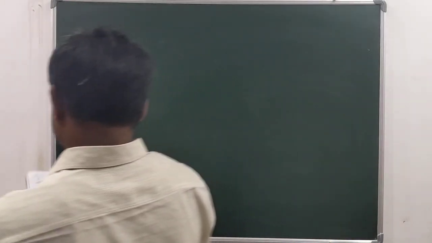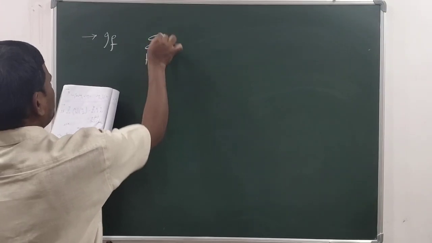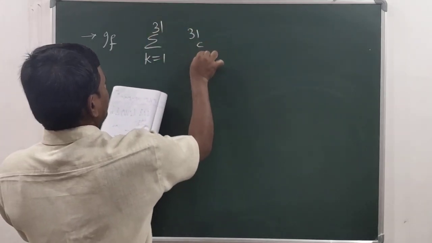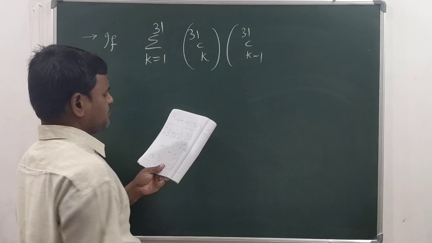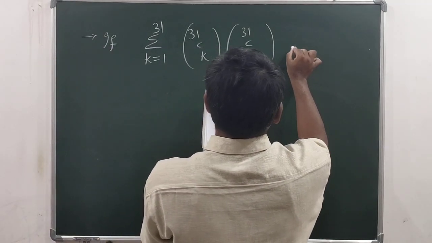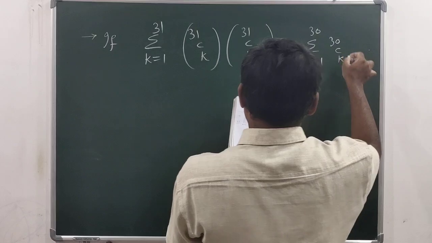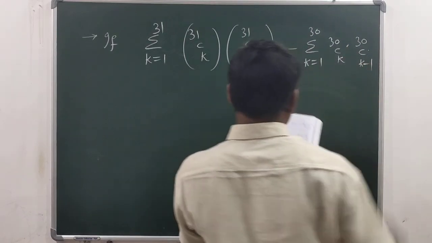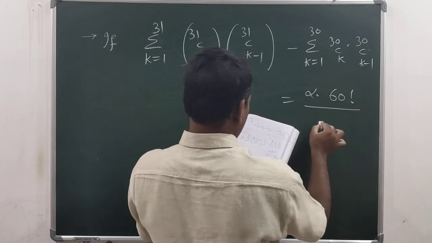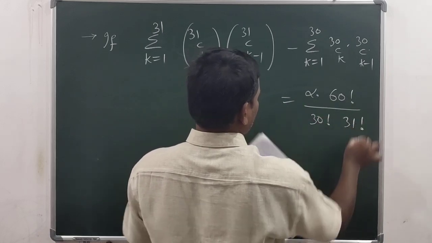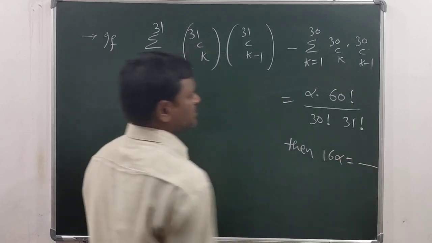See this problem. If summation k runs from 1 to 31, 31Ck into 31Ck minus 1, minus summation k runs from 1 to 30, 30Ck into 30Ck minus 1, is equal to alpha into 60 factorial by 30 factorial into 31 factorial, then find the 16 alpha equal to how much? This is the question.